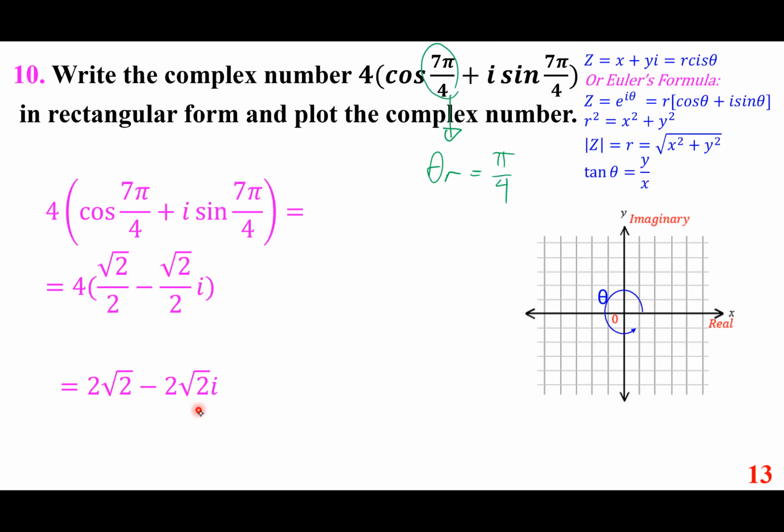This angle is theta, 7 pi over 4, in the fourth quadrant. And you go 4 tick marks in essence.